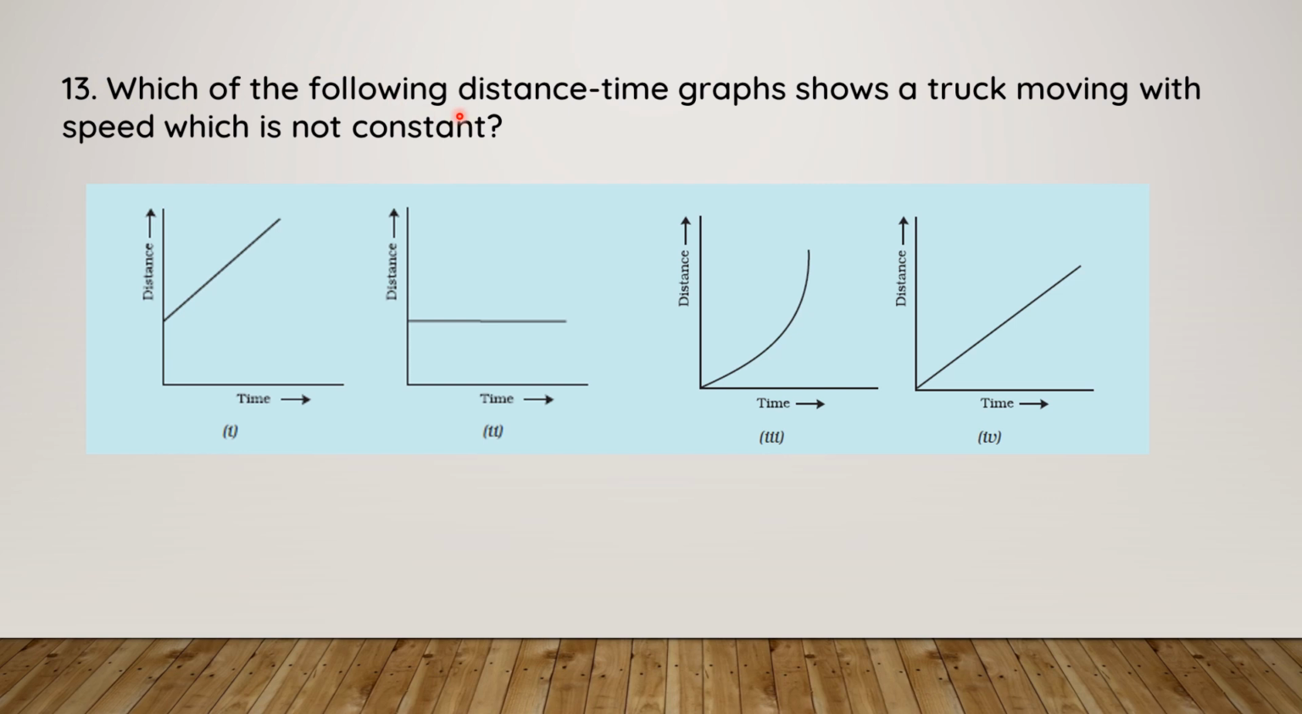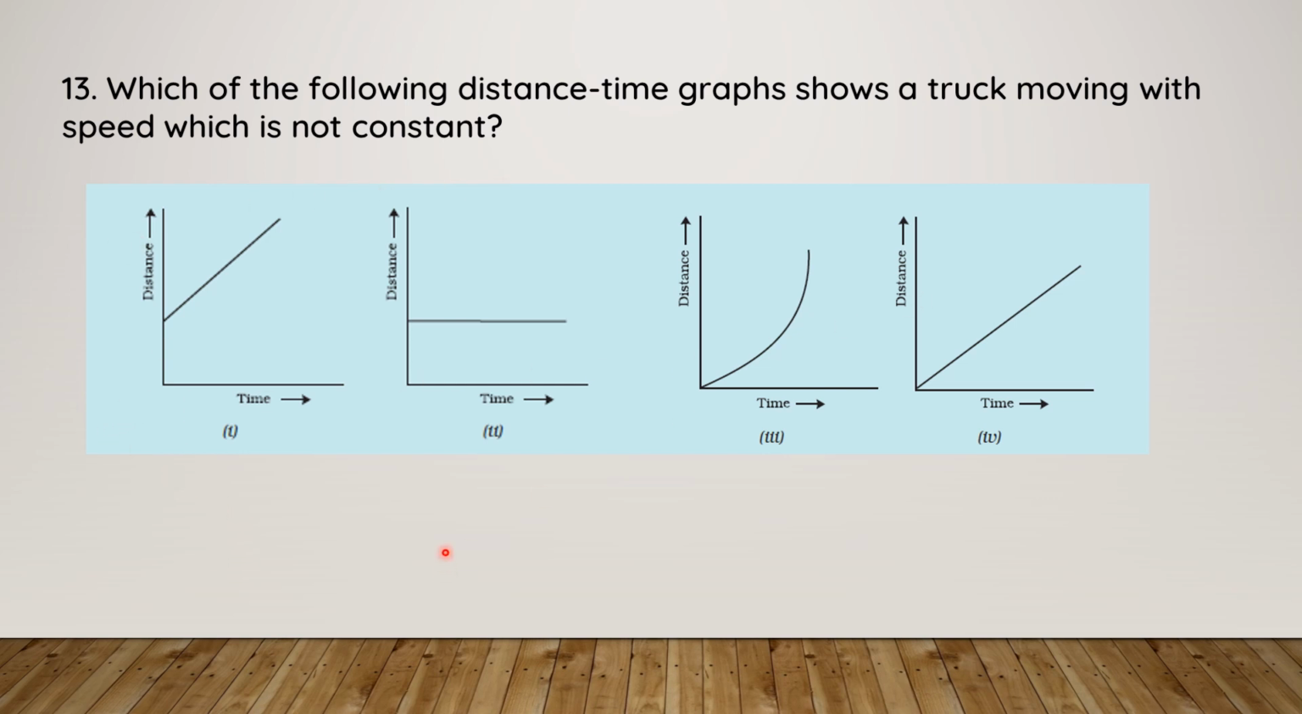And the last question: which of the following distance-time graphs shows a truck moving with a speed which is not constant? We will see the four graphs: first graph, second graph, third graph and fourth graph. Not constant means that at first it is moving at 40 kilometers per hour, then it shifts to 50, then 60, again comes to 40. That is called not constant.